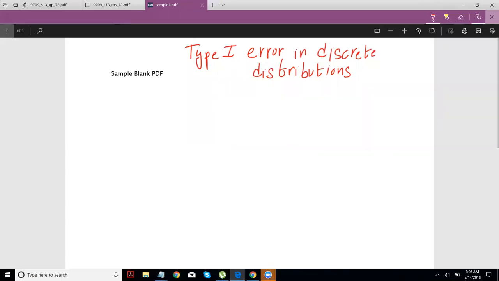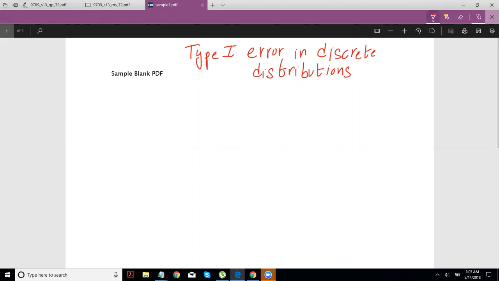Now, I wouldn't say the question we're about to do is a difficult question. However, it does test a concept that a lot of people aren't very comfortable with, and that is the concept of a type 1 error in a discrete distribution. So your Poisson distribution or your binomial distribution.